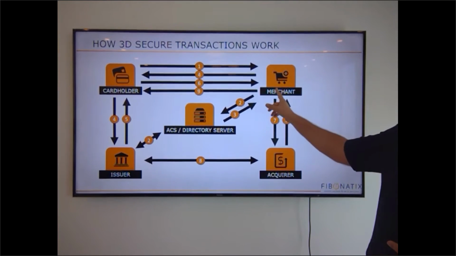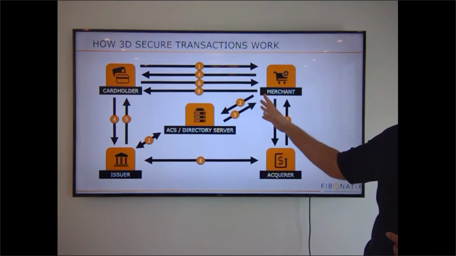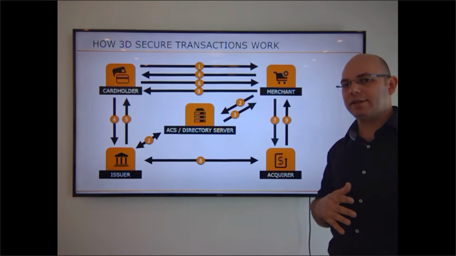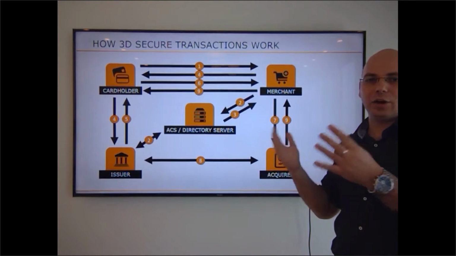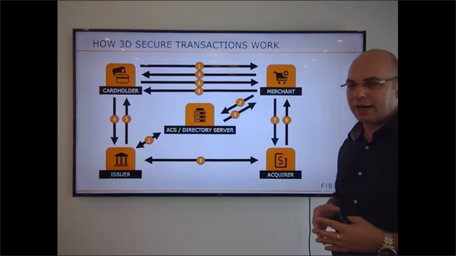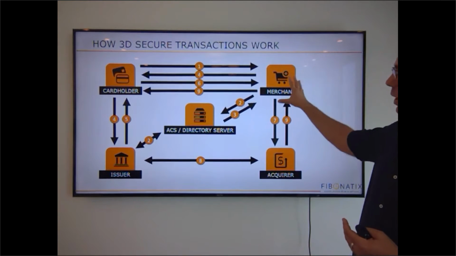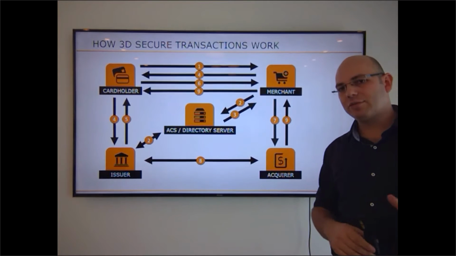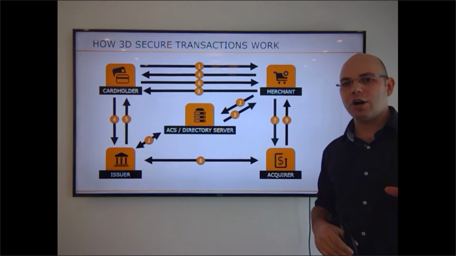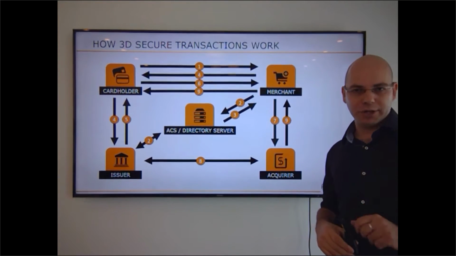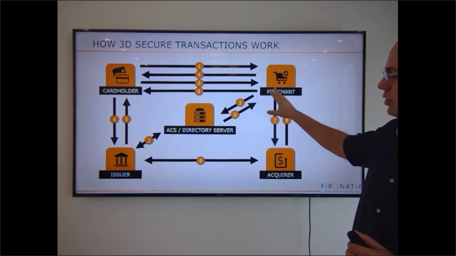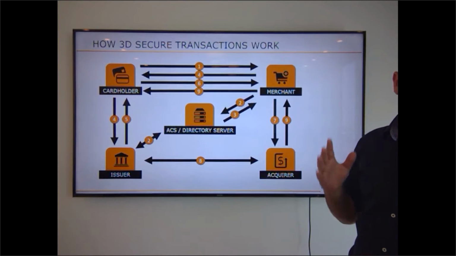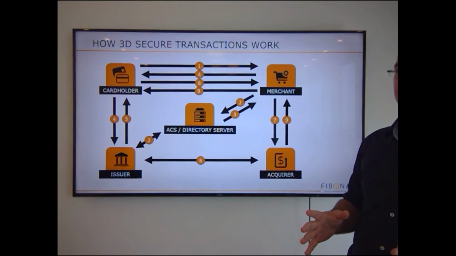Now, what would happen at this point? The merchant or the payment page of the merchant, because some merchants would use a payment page that is designed, hosted, and provided by a third party. So that payment page and the gateway behind it would contact a directory server to see whether the card is enrolled in 3D or not. And they would receive a response. Let's assume in this case the response is positive. The card is enrolled in 3D.